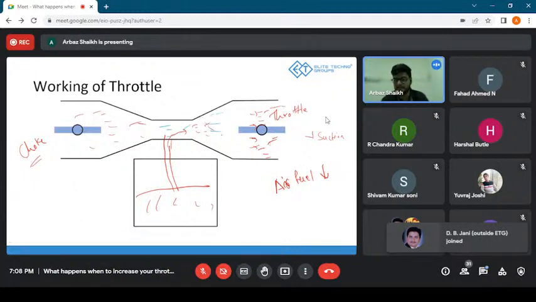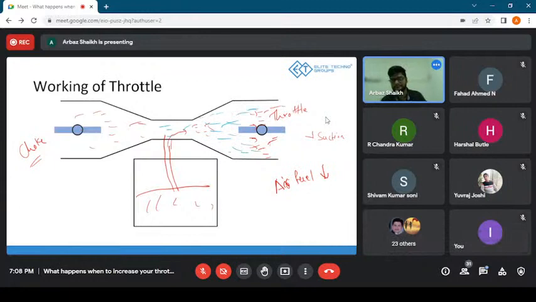Again, coming to our blue and red color scheme, when you increase the throttle, it's a responsive system. The engine is running, you increase the throttle, and more and more air and fuel get sucked into it. The engine runs faster and requests more fuel. It sucks fuel with higher suction pressure, and more air gets into it.